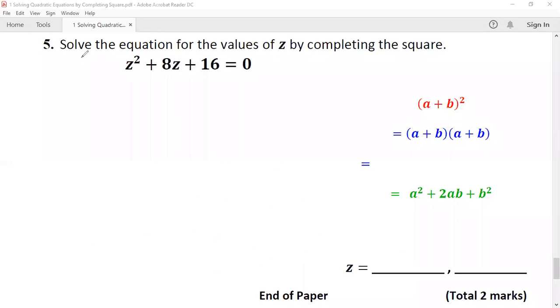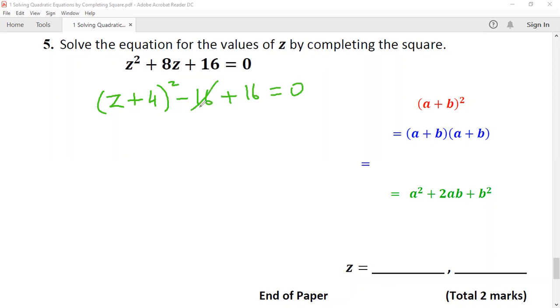Right, let's move to question number 5 now. It says solve the equation for the values of z by completing the square. And the equation is z squared plus 8z plus 16 equals 0. So using the same technique, I'm going to write z, depending on the variable and depending on the sign, plus sign, and then half the coefficient of the middle term, which is going to be 4, whole squared, and then take away this number squared, which is going to be 16, plus 16 equals 0.